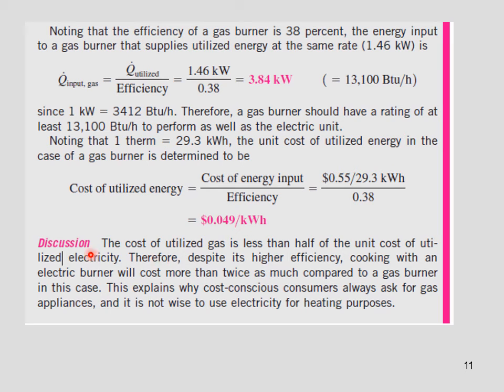So comparing the two, you can see the cost of the gas is less than half the cost of the electricity. Therefore, even though electric appliances are typically higher efficiency, cooking with an electric burner will cost more than twice as much compared to a gas burner. This is why, if you really want to save money on appliances, always go for the gas ones. It's not wise to try to use electricity to heat.